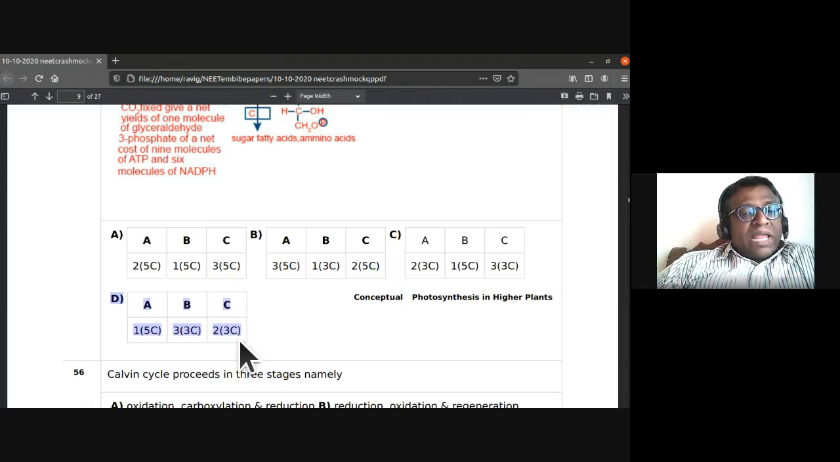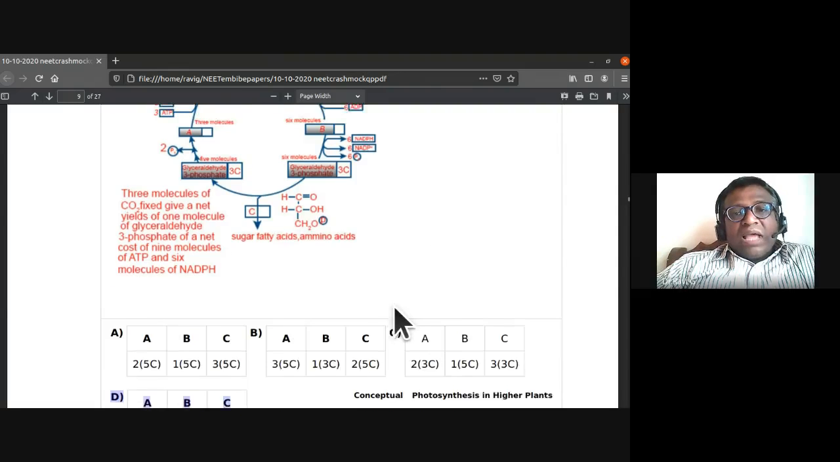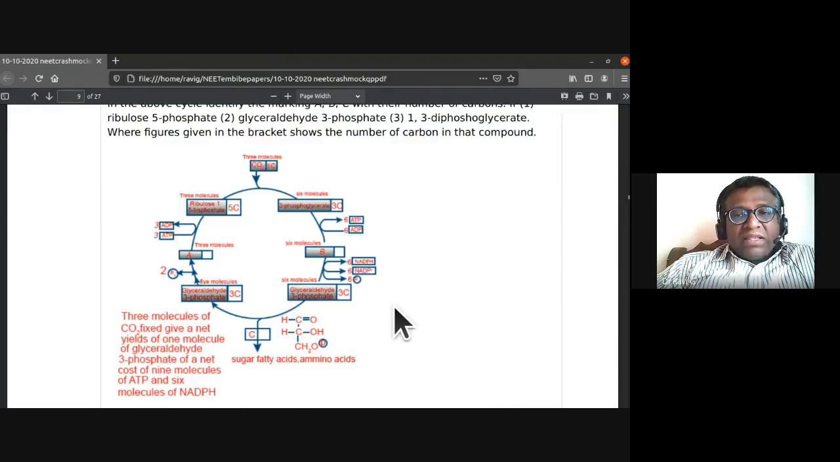And here you are having this 2, 3 carbon. 2 is nothing but you have this glyceraldehyde 3 phosphate.